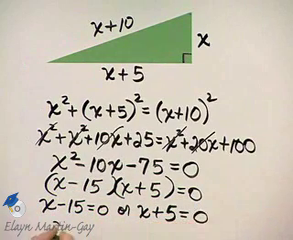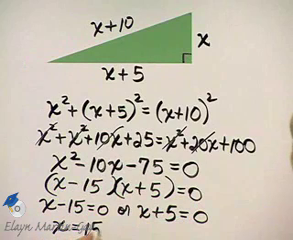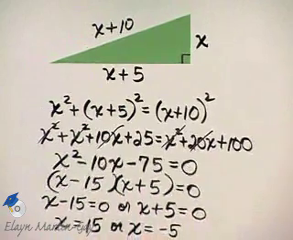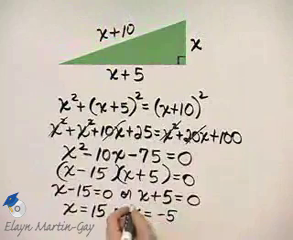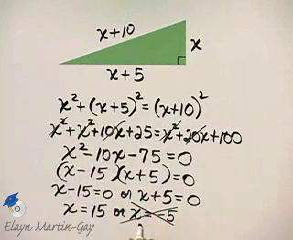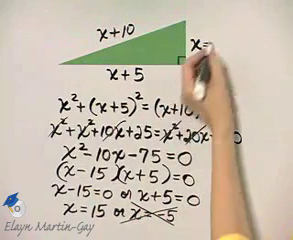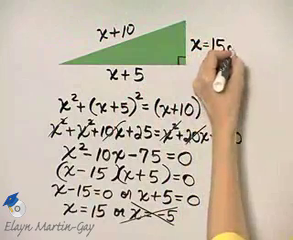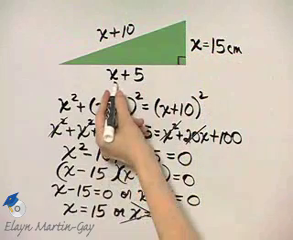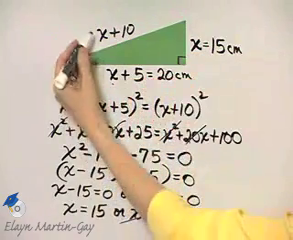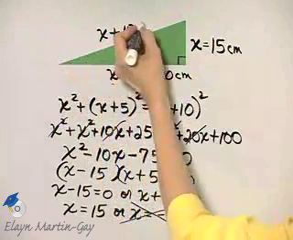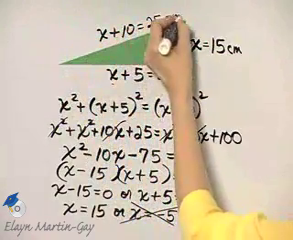Then you set each factor equal to 0: x minus 15 is equal to 0, or x plus 5 is equal to 0. Here add 15 to both sides. We'll have x is 15, or x is negative 5. Now don't forget, x stood for the length of one side of a right triangle, so because of that, we will not use negative 5, we will use 15. So this shorter leg has length 15 centimeters, and then this is 15 plus 5, or 20 centimeters, and then this is 15 plus 10, or 25 centimeters.